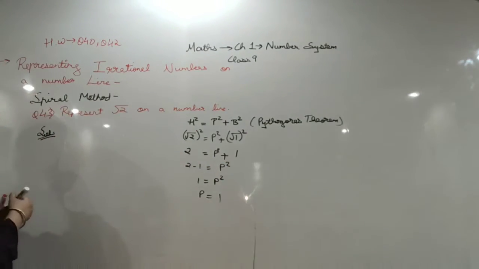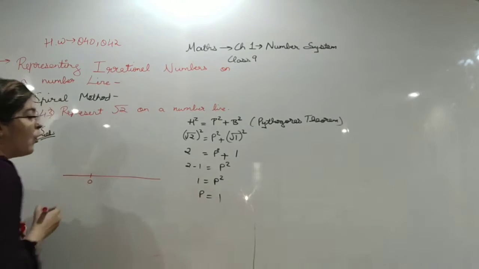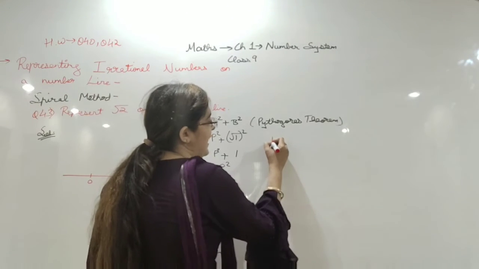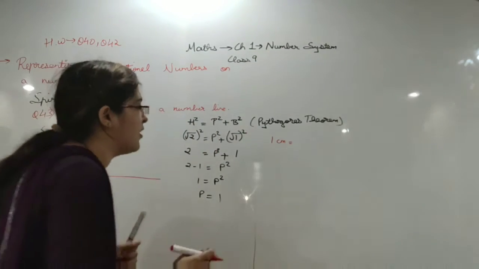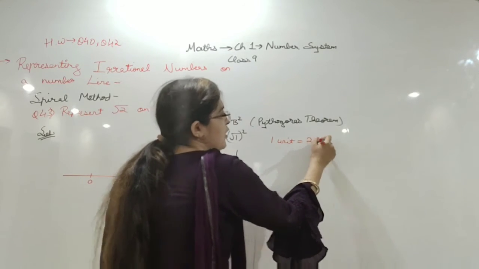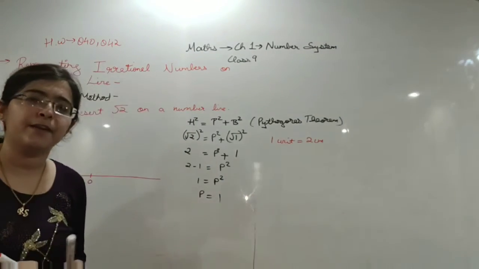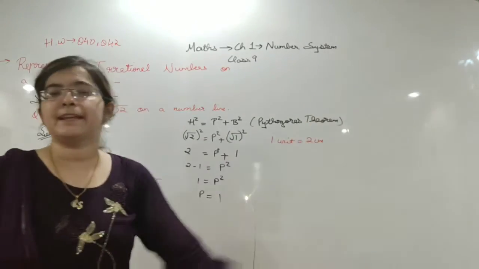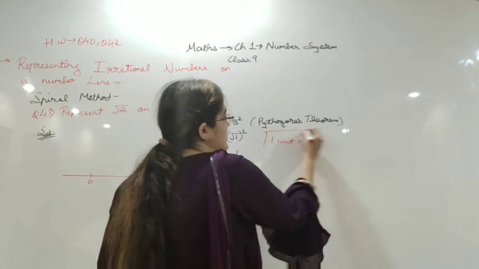Now let's plot on the number line. You have to take a point O, and first decide a unit. Let your 1 centimeter, or your 1 unit, be equal to 2 centimeter. You can take any unit, but 1 centimeter would be very small. So you can take 3, 4, anything you want. But here we are taking 1 unit equal to 2 centimeter. This is your scale.